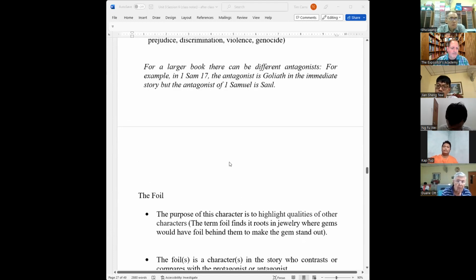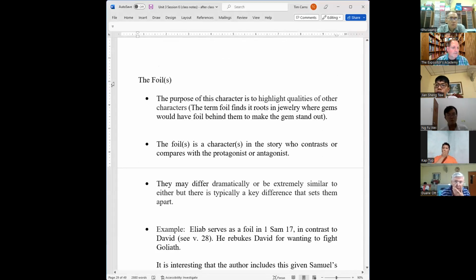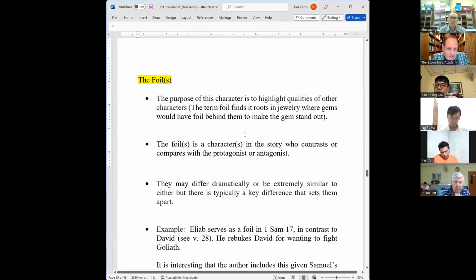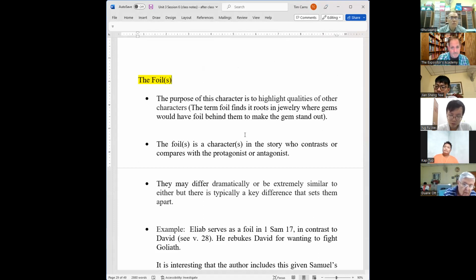And then, as I mentioned, there's this other character, or could be characters, called the foil. Now, what is a foil? Well, these are other characters in the story that seem to be important characters. Like, for example, in John 1, we have Nathaniel and Philip, and John the Baptist, who make statements in the story. So they seem to have an important role in the story. But the main character is Jesus in that story. So these are other characters that seem important. And what foils do in a story is they often say or do things that contrast or compare with the protagonist or antagonist.